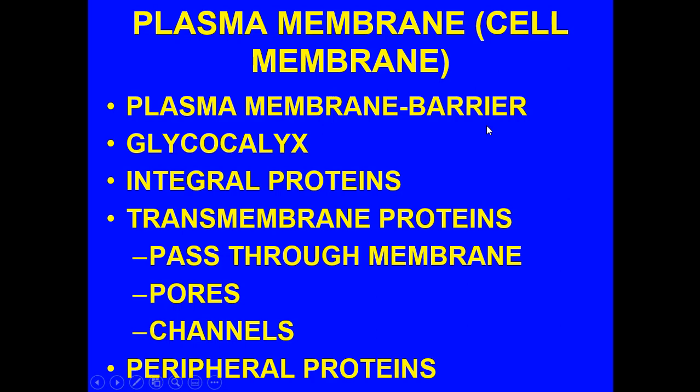So the plasma membrane acts as a barrier. It's actually a semi-permeable barrier, which means that certain substances will pass through, others will not. You have the structure of the glycocalyx. You have the integral proteins, which we've mentioned, the transmembrane proteins, which pass from one side to the other. They're going to pass through the membrane, and these include pores or channels. And we also have the peripheral proteins. Peripheral proteins are otherwise called extrinsic proteins.